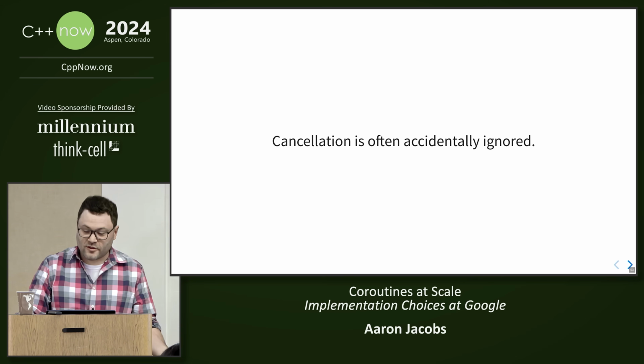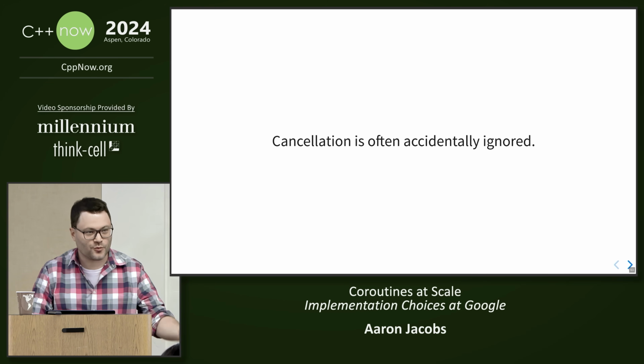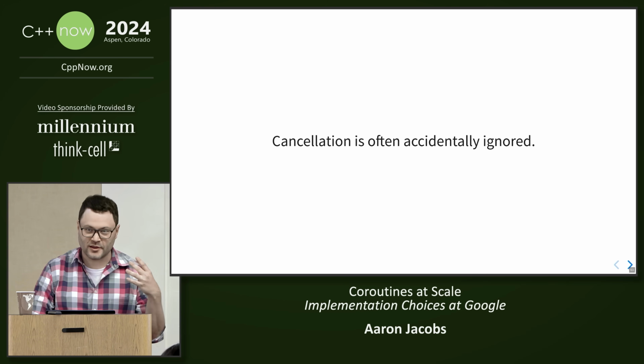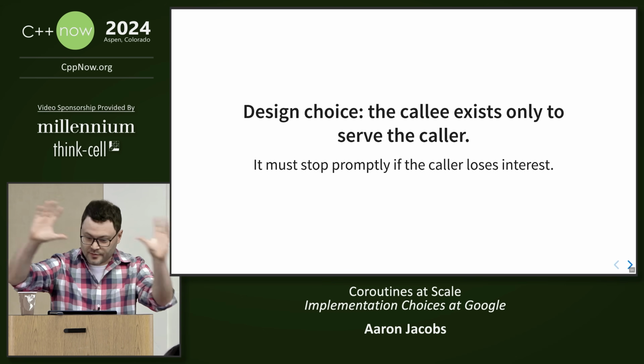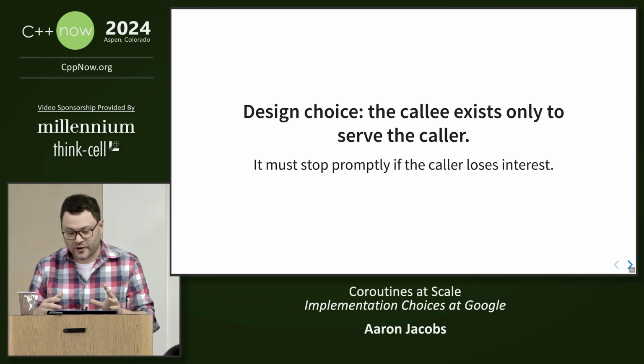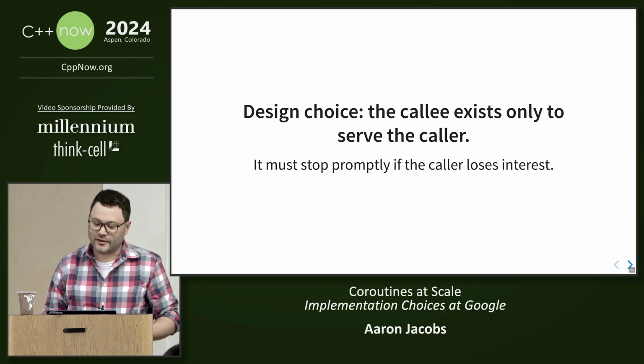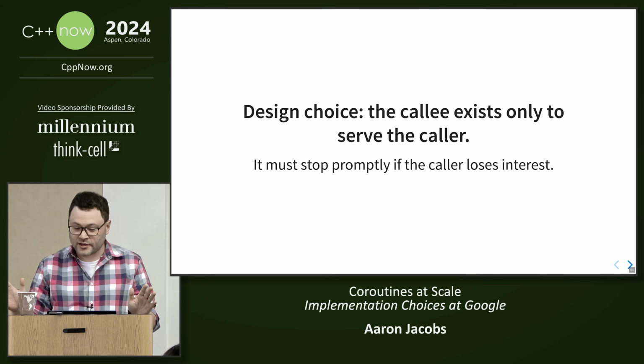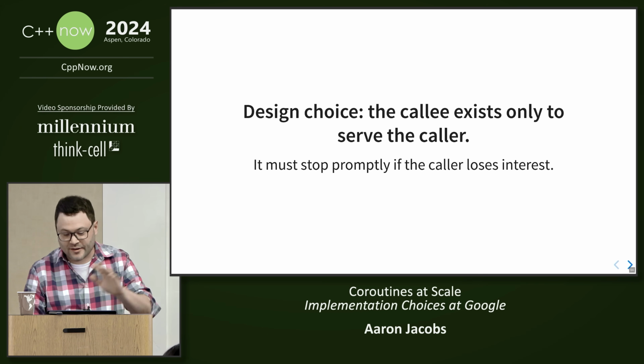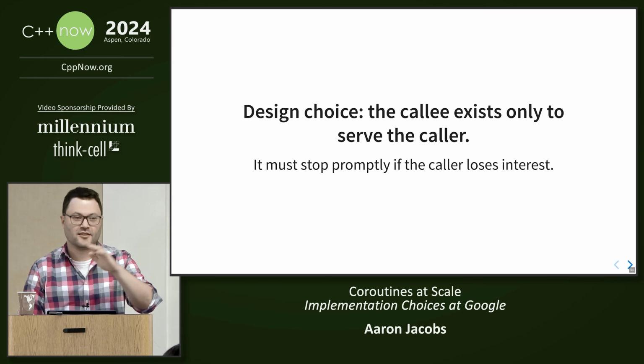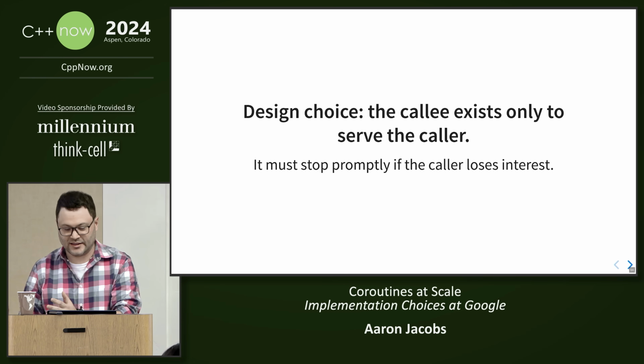So we want users to fall into a pit of success with respect to cancellation, where if they want to ignore it, they can, but they have to explicitly work to do so. The default should be that cancellation just works. So here's my design choice. The caller of a coroutine is always in control. If the caller no longer wants the callee to run, the callee should stop running, and it should do so promptly. Not after getting a response to some RPC, not after a timeout expires, immediately.